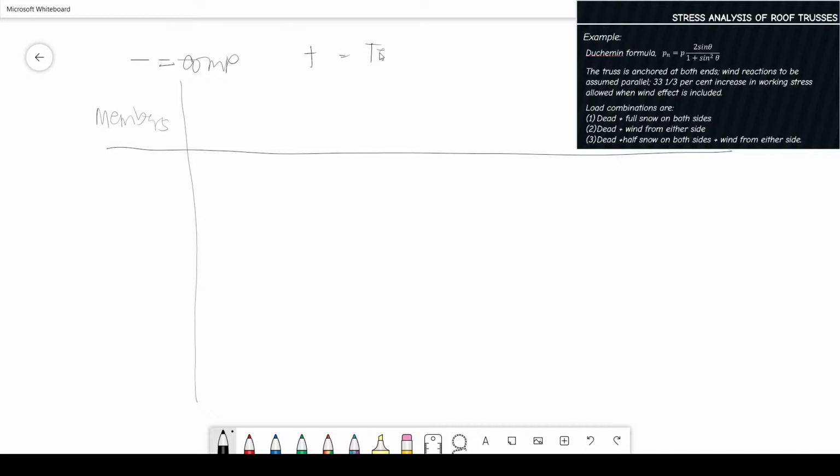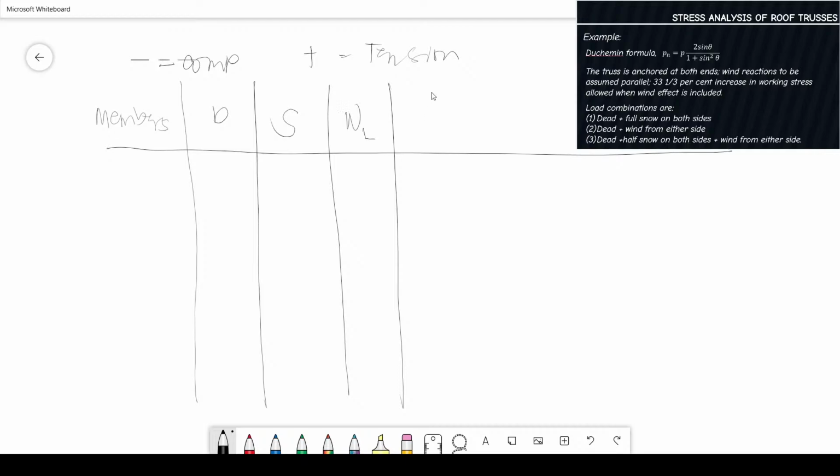Positive tension, so that's it for now. That means it does not matter whether it is negative or positive. We take the maximum stress, so we have D for dead load, S for snow load, and W for wind load.